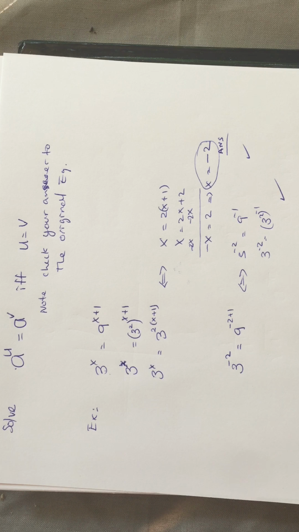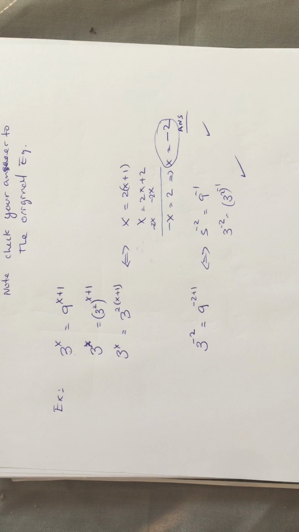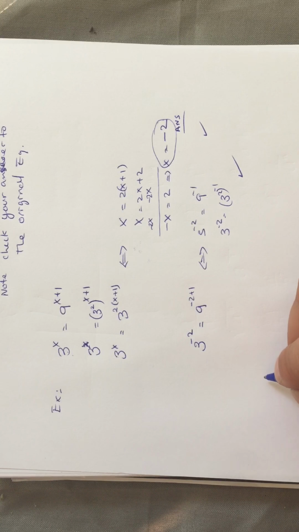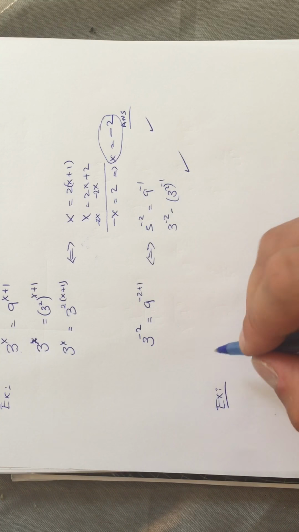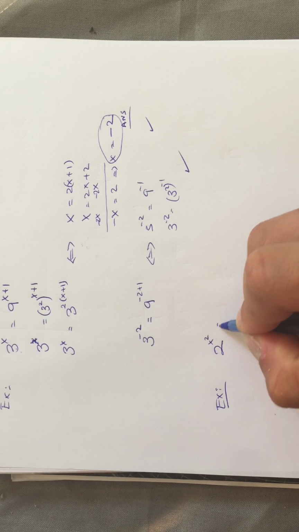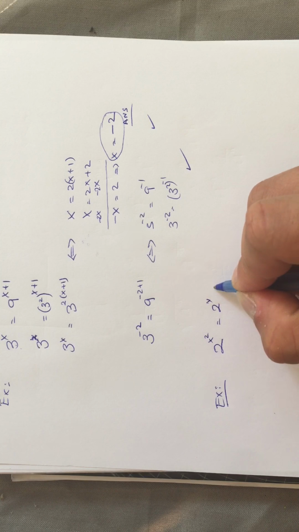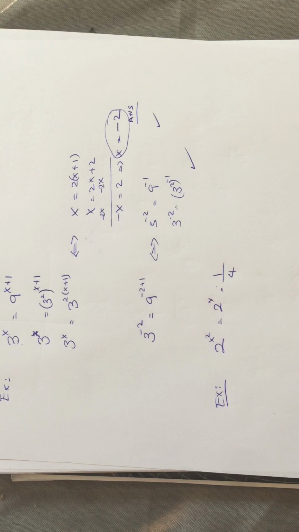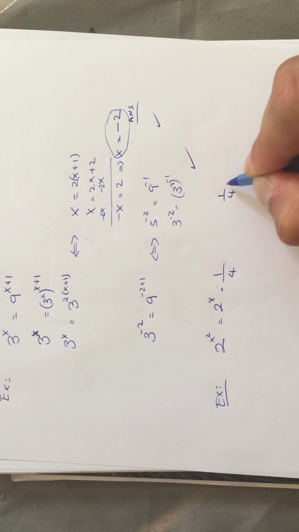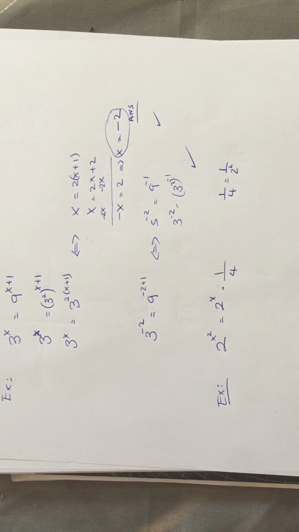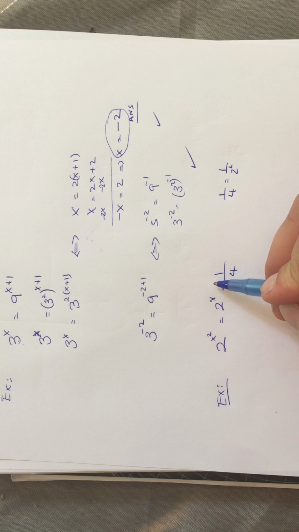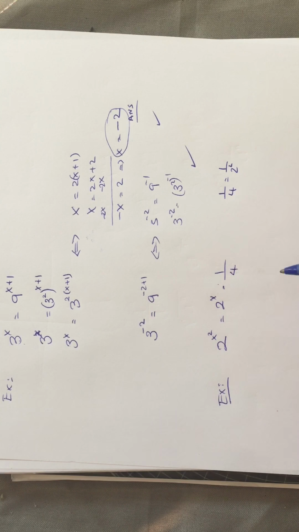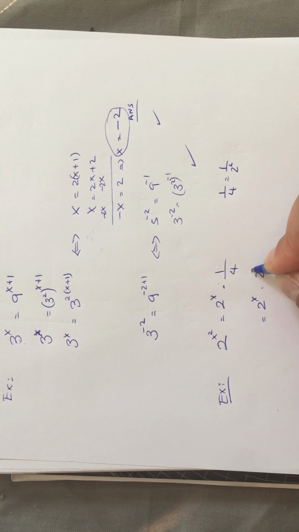Alright, so make sure you always check the answer. Let me show you a case where it may have a problem. Let's say another example. What if you try to solve this equation: 2 to the x squared must equal 2 to the x times 1 over 4. Now 1 over 4 I can write as a power. Remember, 1 over 4 is 1 over 2 squared, right? If there is a 2 squared on the bottom, I can bring it to the top, which is 2 to the minus 2. So 1 over 4 here is 2 to the minus 2, and this is 2 to the x times 2 to the minus 2.